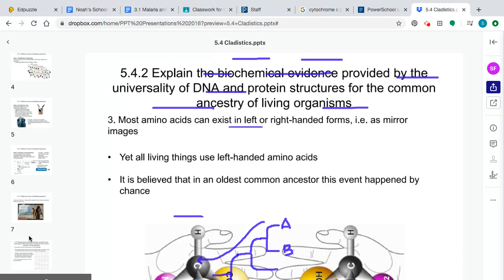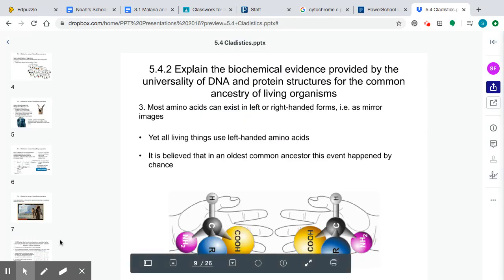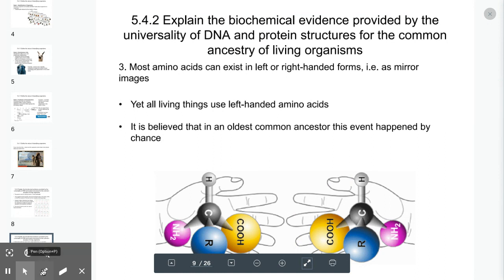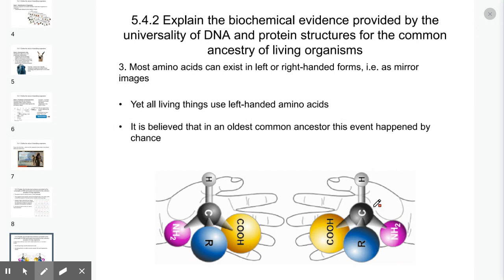Piece of evidence number 3 is this idea of left-handed and right-handed amino acids. Amino acids can exist in two different forms. They call them right-handed or left-handed. If you remember, our structure for an amino acid is a central carbon, hydrogen, an amine group and a carboxyl group, and then you have your R group.